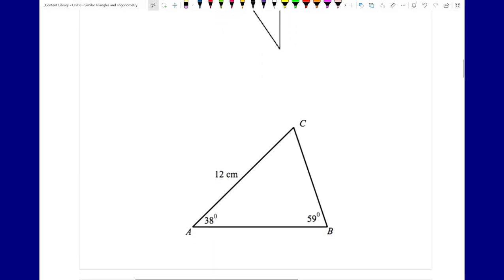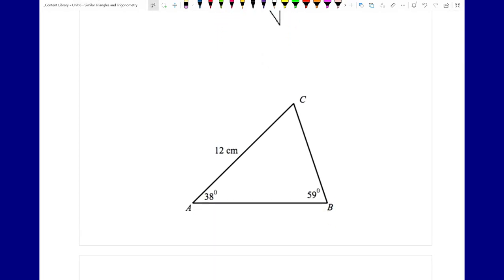I want to do the same thing with this triangle. Label the hypotenuse, the opposite, and the adjacent. And if you're struggling a bit, that's okay, because we can't really label those three sides for this triangle. And the reason being, it's not a right angled triangle. If we wanted to, we could determine what that last angle is. This is 83 degrees.